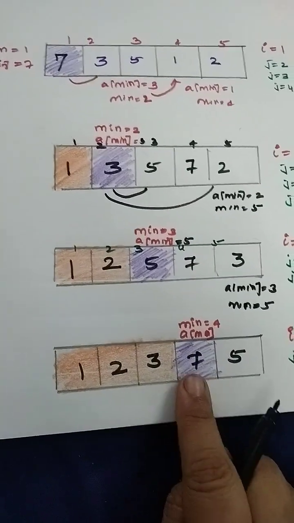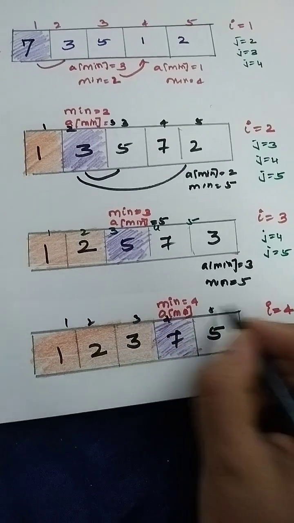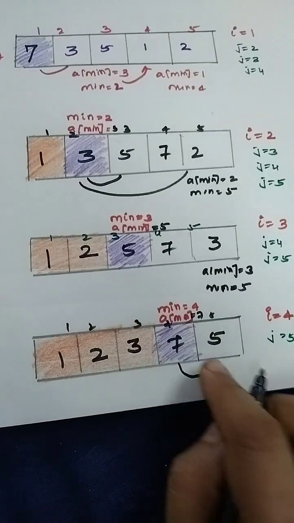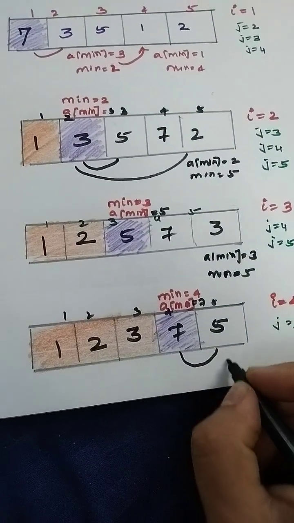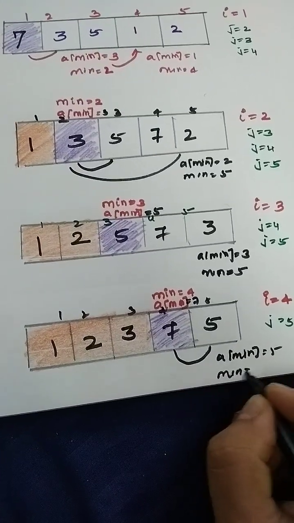Now you have to take the fourth element as minimum. That is 1, 2, 3, 4. That is 7, 7 as minimum. 7 is compared with your next element, that is 5. That is 7 and 5. The 5 is smaller than 7. So A of minimum becomes 5. And the minimum position becomes how much?